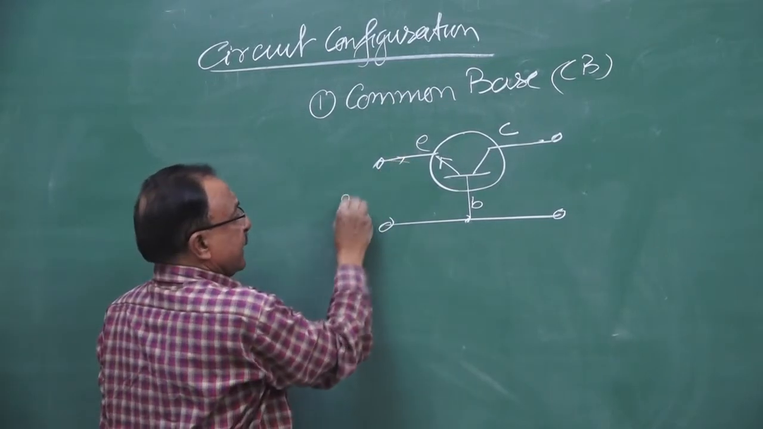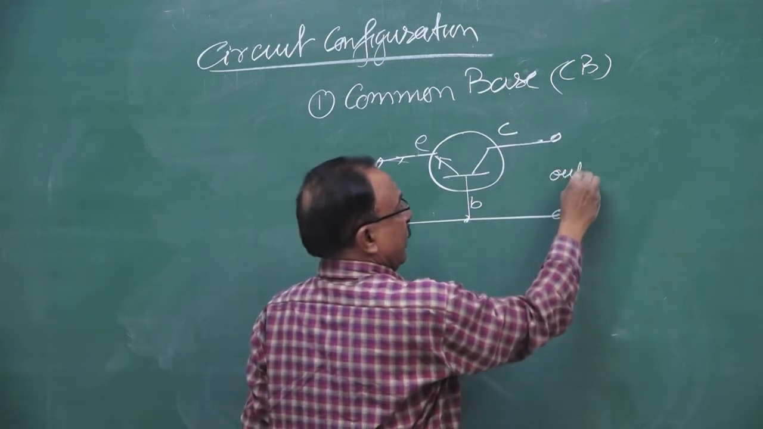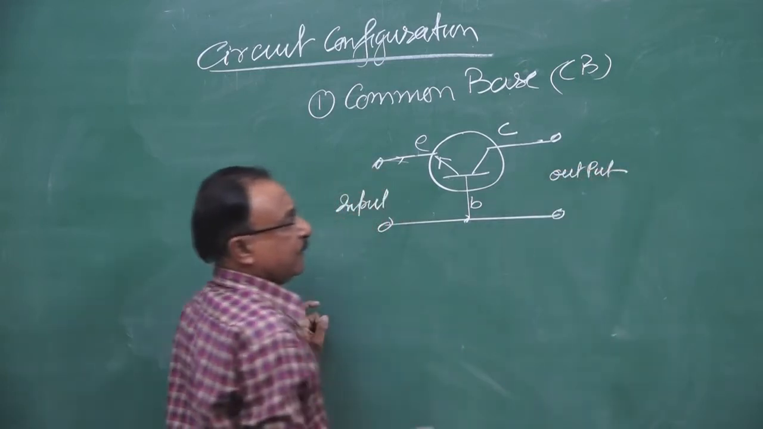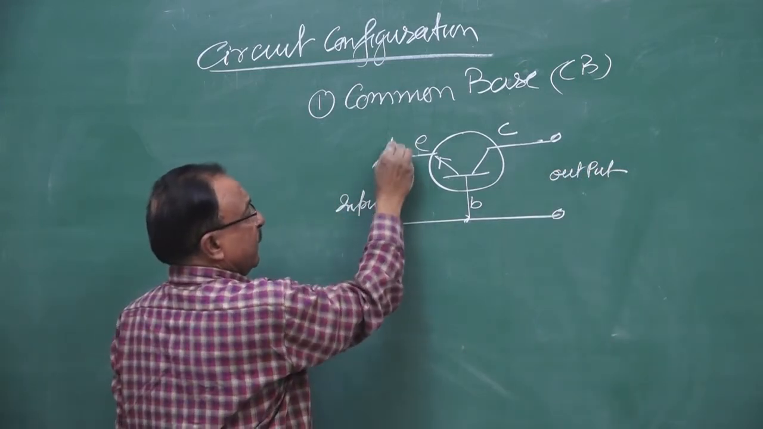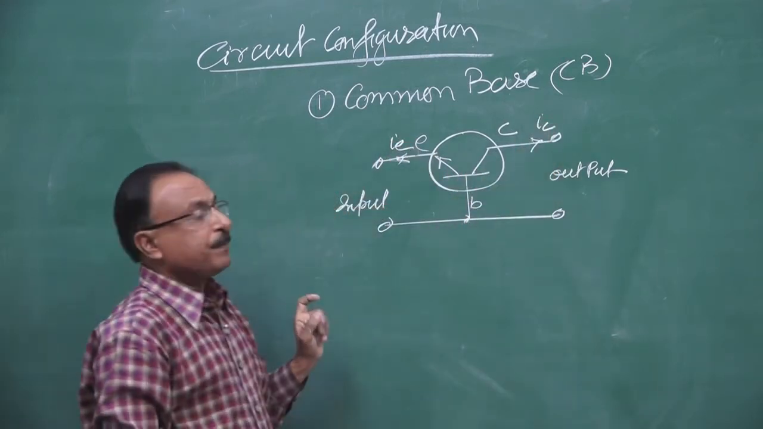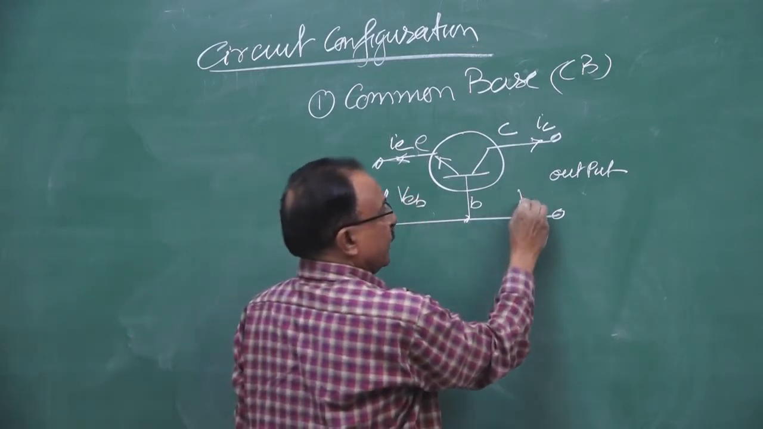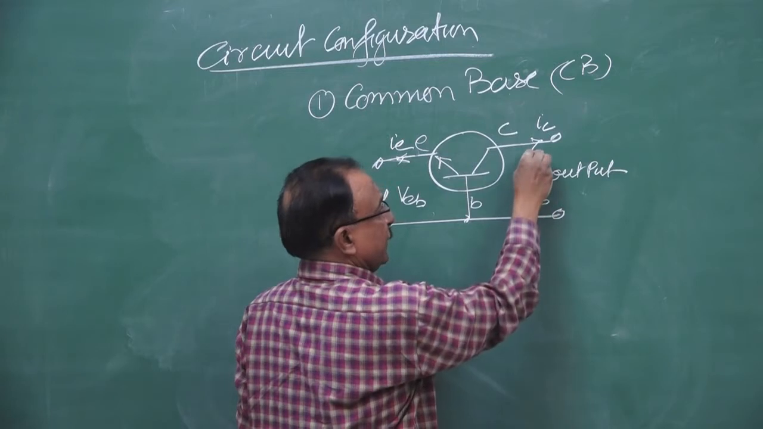Here, this side is the input, between emitter and base. This side is the output, between collector and base. Input current will be the emitter current. Output current will be the collector current. Input voltage will be the emitter-base voltage. Output voltage will be the collector-base voltage.